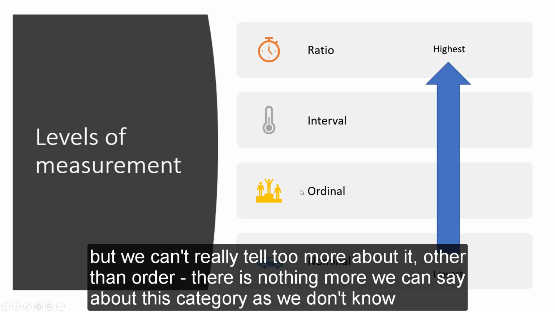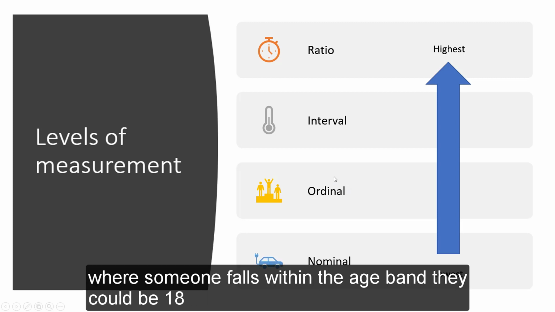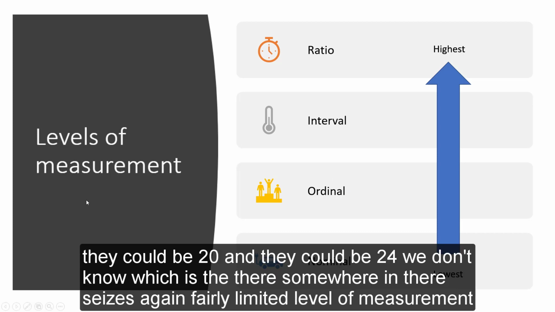But we can't really tell too much more than order. There's nothing more we can say about those categories. We don't know where someone falls within the age band. They could be 18, they could be 20, they could be 24. We don't know. We just know they're somewhere in there. So this is, again, a fairly limited level of measurement.